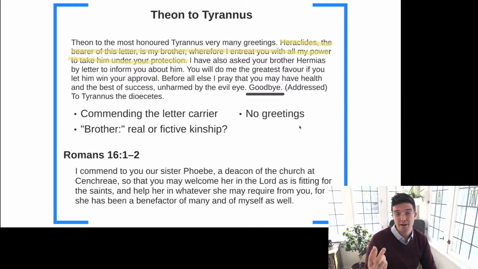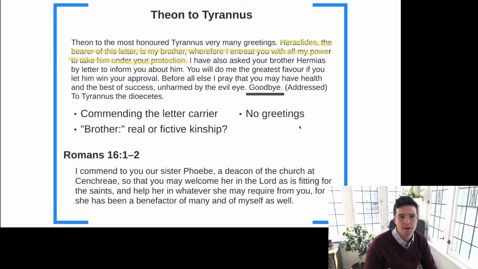Paul's letter carrier, and it's not insignificant that Phoebe is a woman here, is commended. So in this case, in this letter, we have no greetings, but we have the commending of a letter carrier, just as we do in Romans 16:1 or 2.